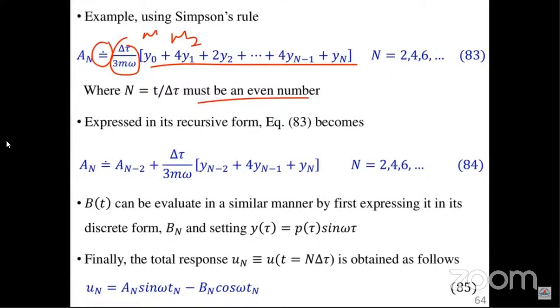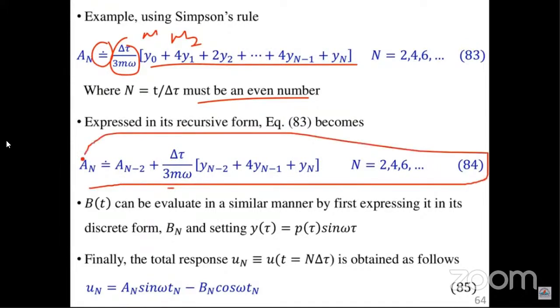So of course, we can condense this equation because it's repetitive. If we express it in its recursive form, equation 83 can be expressed in condensed form as shown here. This is equation 84. This is the same as this one, but this part we have condensed because it's recursive or repetitive. So we have been able to approximate A(t), the continuous form of the integral, by doing the summation. So this is an approximation using the Simpson's rule.